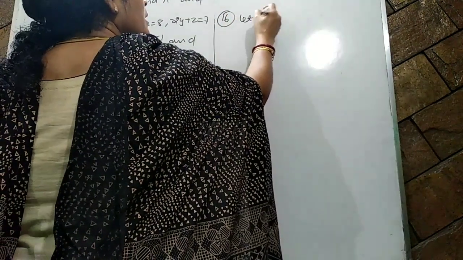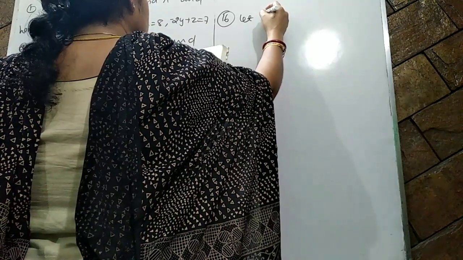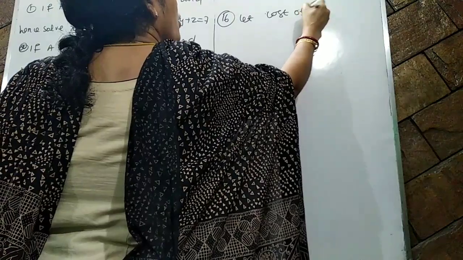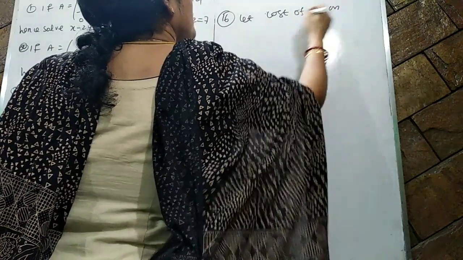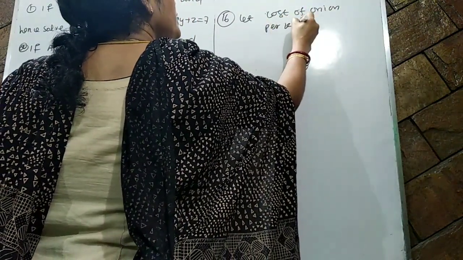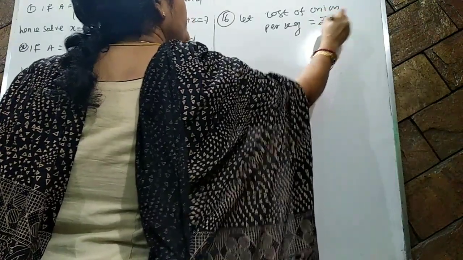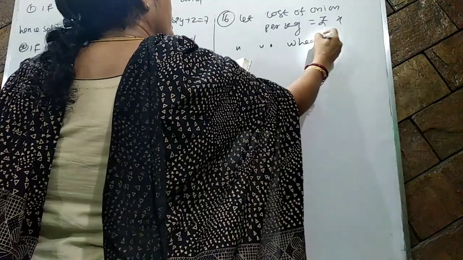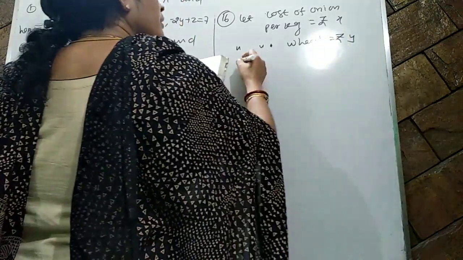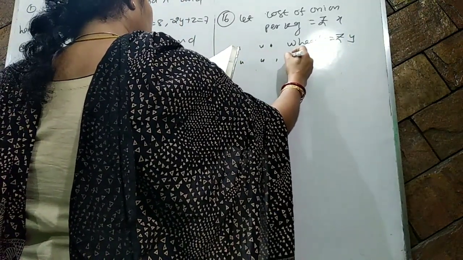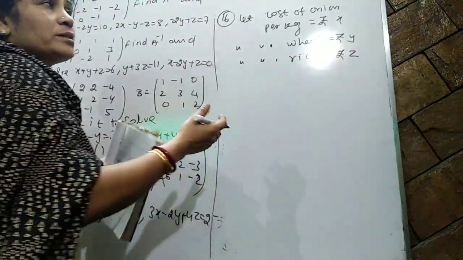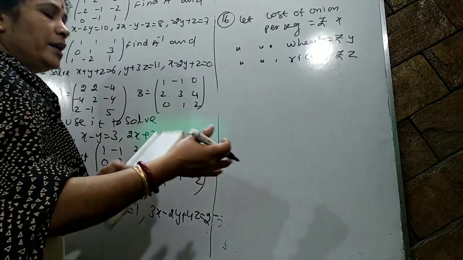So let the cost of onion per kg be rupees x, then let the cost of wheat per kg be rupees y, then the cost of rice per kg be rupees z. Like this word problem, you have to assemble the system of linear equations.